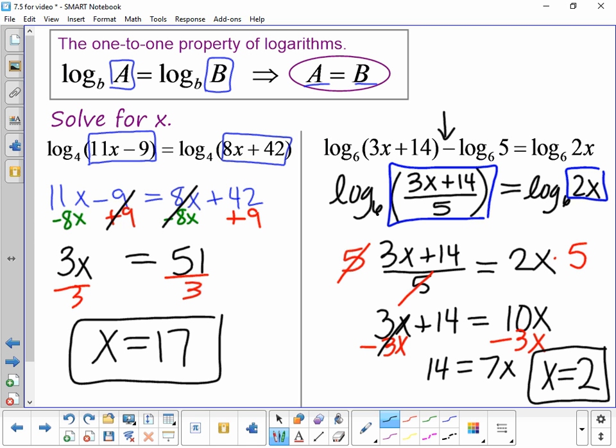And you can do a mental check there to make sure that it works, and it shouldn't give us any problems. 3 times 2 is 6. I'm just thinking about this one. Add 14 gives me 20, so this would be a log of 20. The only other place x shows up in our equation is here. This would be the log base 6 of 4. So it works just fine. We don't have to worry about that being extraneous.